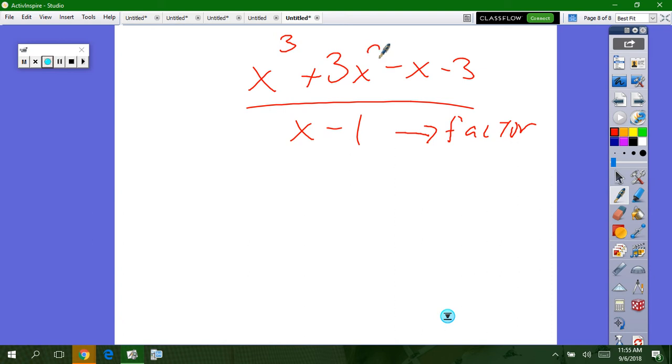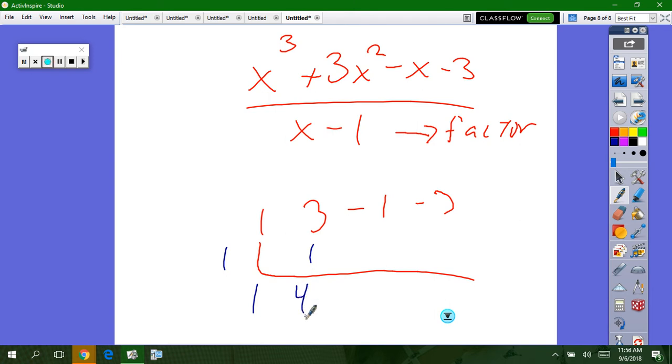Oh, yep, that should be a 3x squared. Thank you. Oh my, that darn hornet. So once again, what are my coefficients? 1, 3, -1, -3. Agreed? Here we go. What's the thing I'm going to divide by? 1, because that's the value that makes it 0, correct? 1 times 1 is 1. 1 times 1 plus 3 is 4. 4 times 1 is 4.